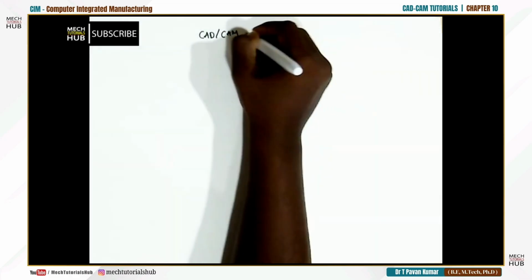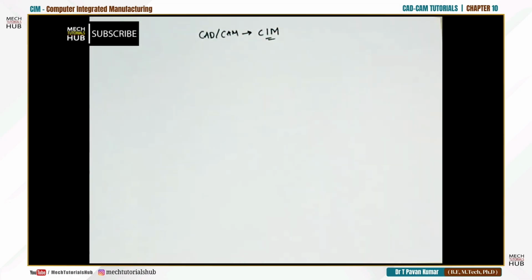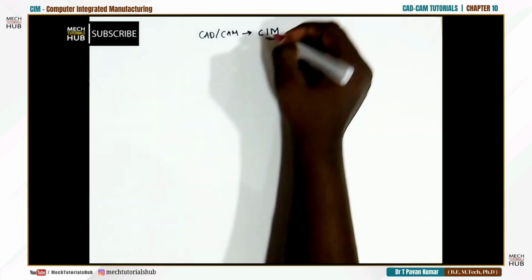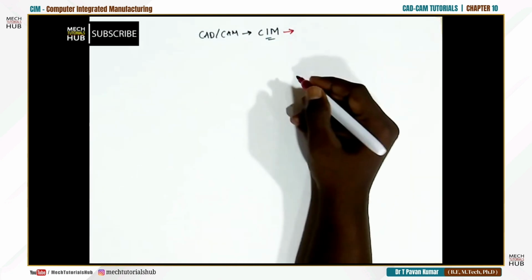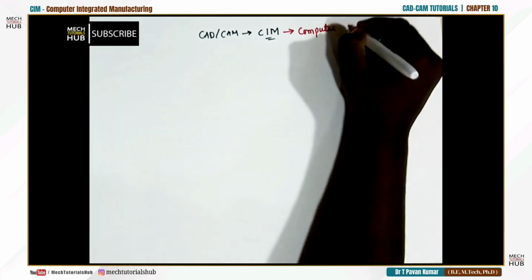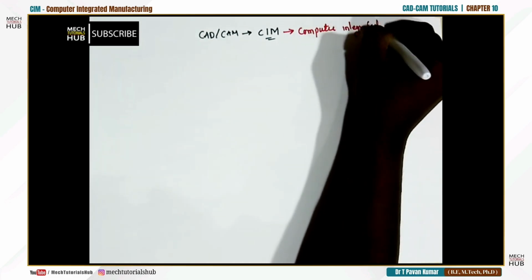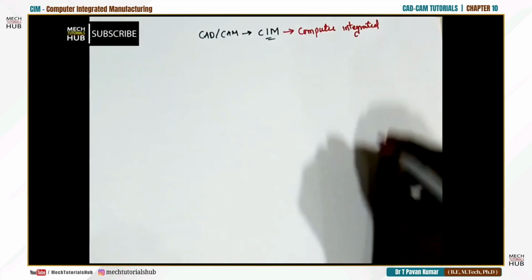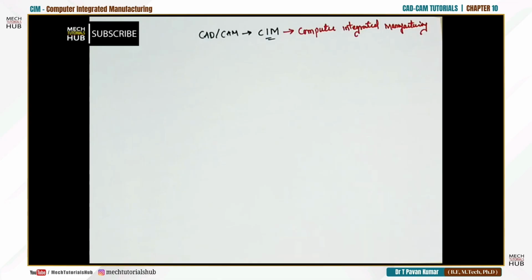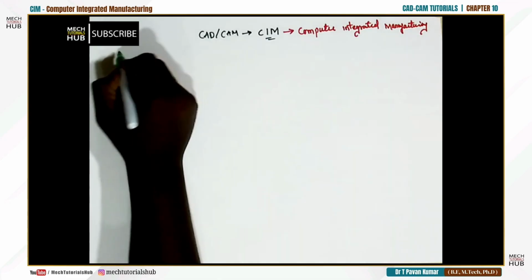Hello students, in this next topic of CAD CAM, we'll focus on the CIM system. We have seen what is the CAPP system and what is GT. CAPP is computer aided process planning, and GT is group technology. CIM is computer integrated manufacturing. Computer integrated: the name itself indicates that we are going to integrate many things. Integrated manufacturing. Fine.